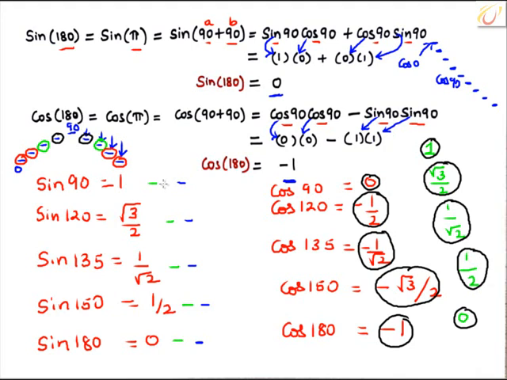There is a pattern that is emerging. What is the pattern for sine? A pattern emerges for sine. Sine 0 is 0, sine 30 is half, sine 45 is 1 upon root 2, sine 60 is root 3 by 2, sine 90 is 1. Then again, this is quadrant 1.